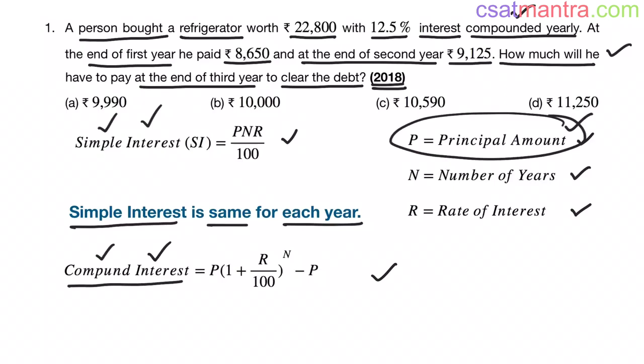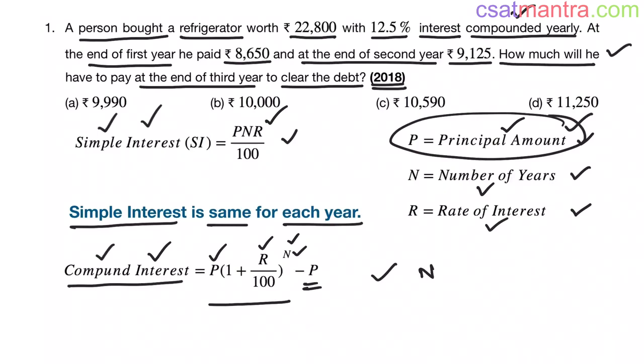Now the formula for compound interest is P into (1 plus R by 100) power N minus P. P is principal amount, R is rate of interest, N is number of years. Same as we have seen in simple interest formula, my friends. This is clear, right? Now let's see what is the compound interest for first year.